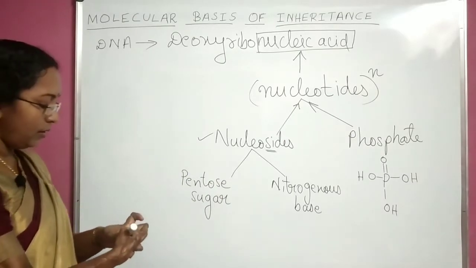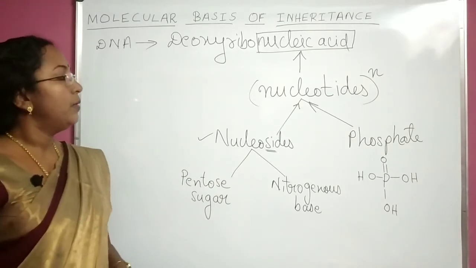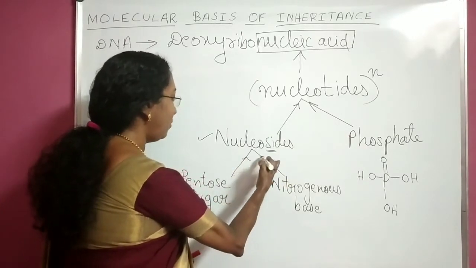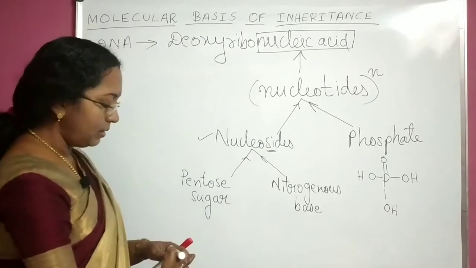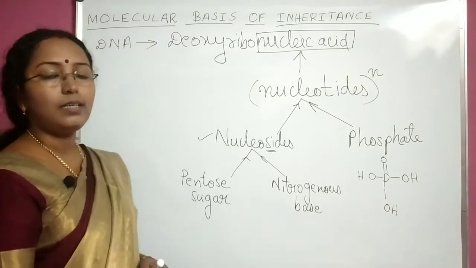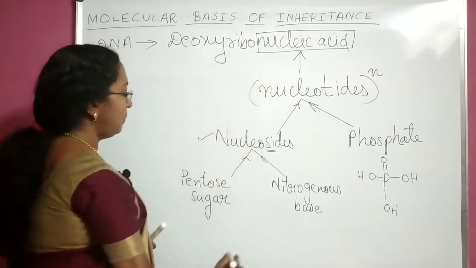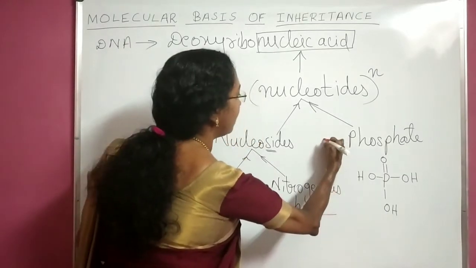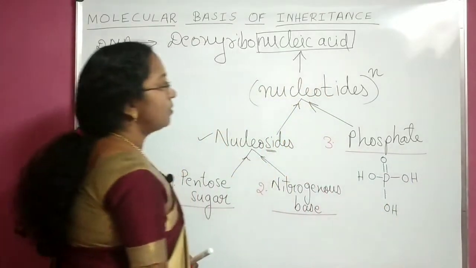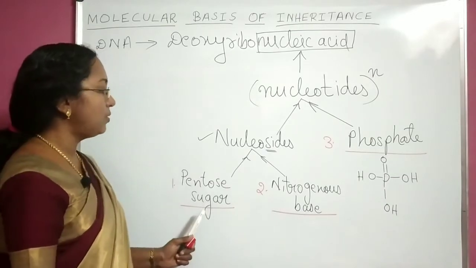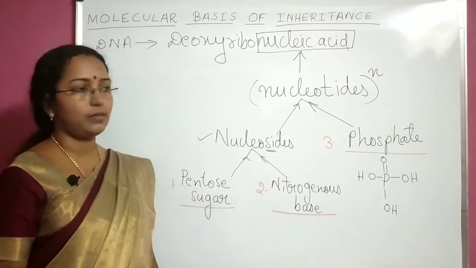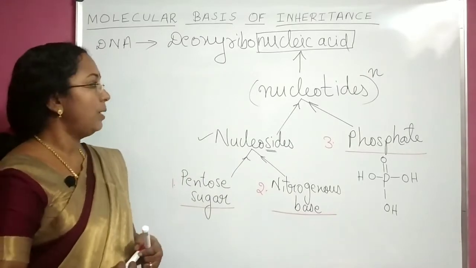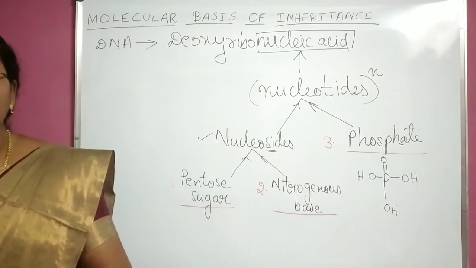Okay. So from here we understood that nucleic acid is made up of nucleotides. Nucleotides are made up of nucleosides and phosphate, and nucleoside is made up of pentose sugar and nitrogenous base. So in general I can say a nucleic acid is made up of pentose sugar, nitrogenous base and phosphate. Next, let's see what is a pentose sugar and what are the nitrogenous bases one by one. So first I'll tell you what is a pentose sugar.